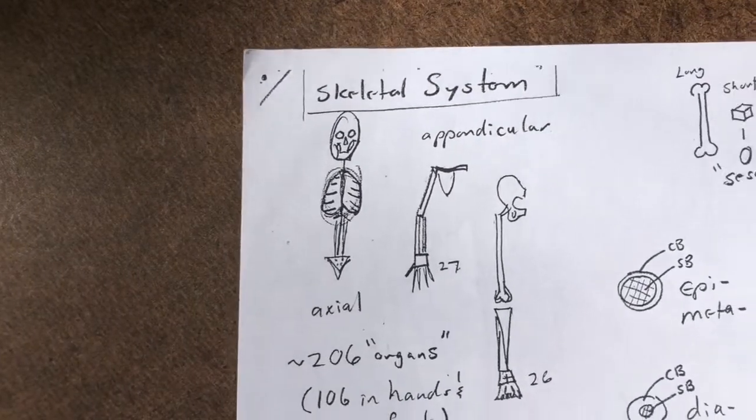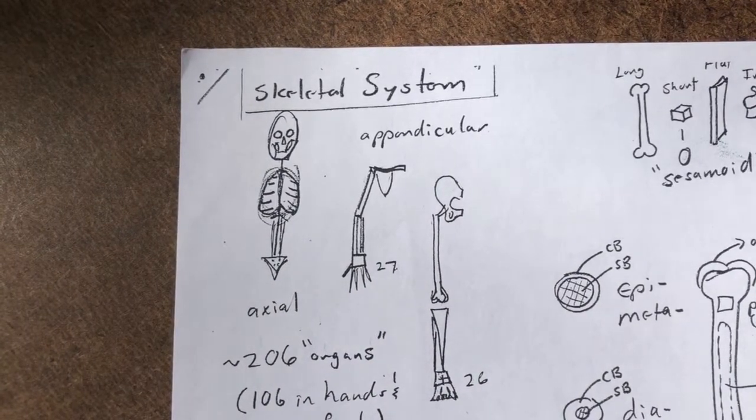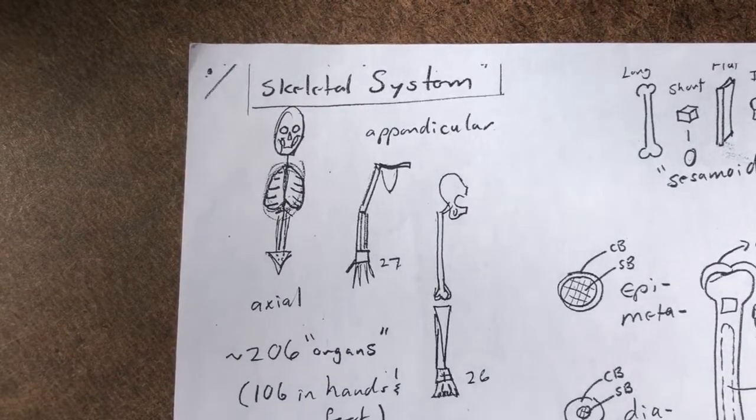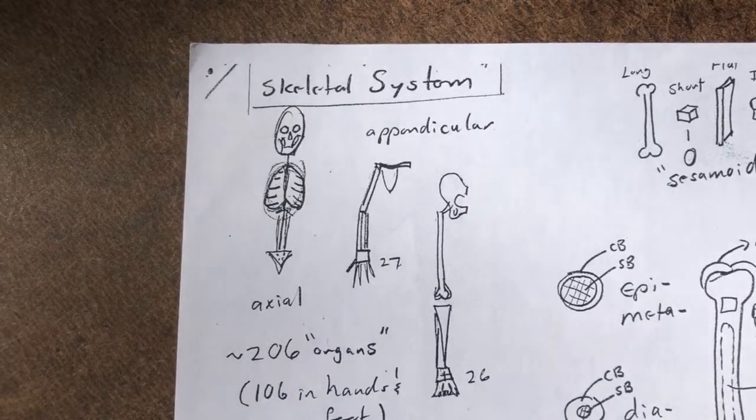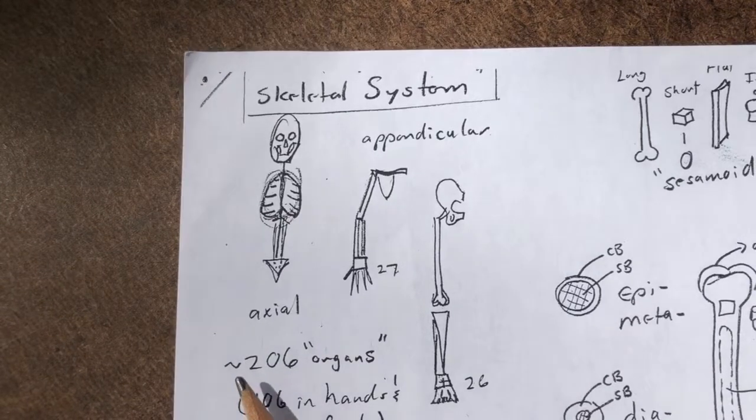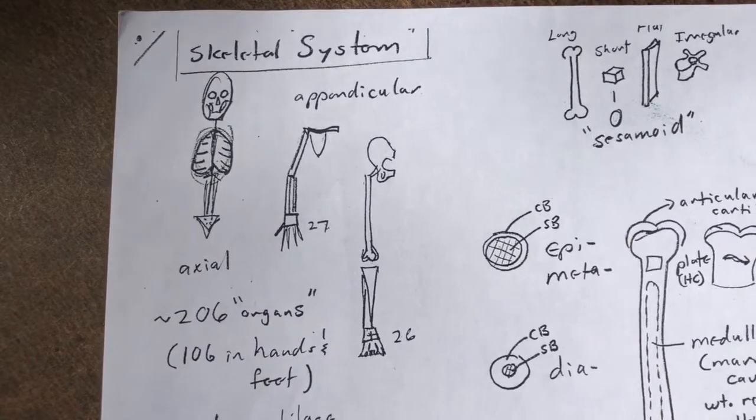Let's get started. Right off the bat right here, we're talking about the skeletal system. And again, it is a system because it is a group of organs that function together. And there are approximately 206 organs inside the skeletal system. Each bone represents an organ. And we say it's approximately 206 because not everybody has exactly the same number.